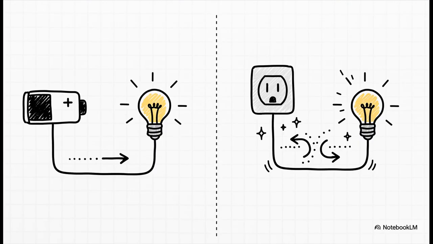Now, this isn't like the steady, one-way street of electricity you get from a battery. Oh no, AC is constantly changing direction. It's surging forward, then pulling back, then surging forward again, over and over, super fast. And this constant back and forth is absolutely key to our whole story.